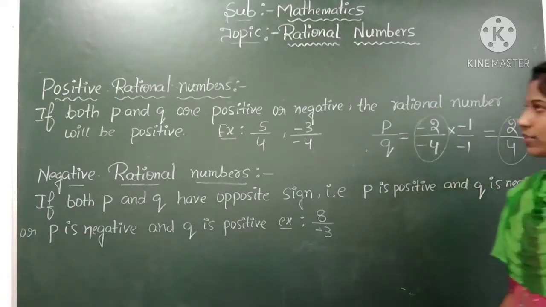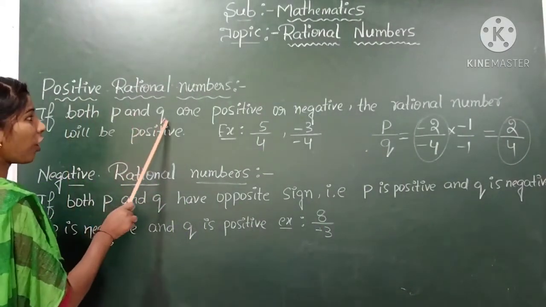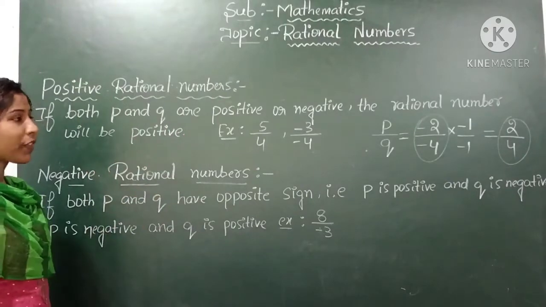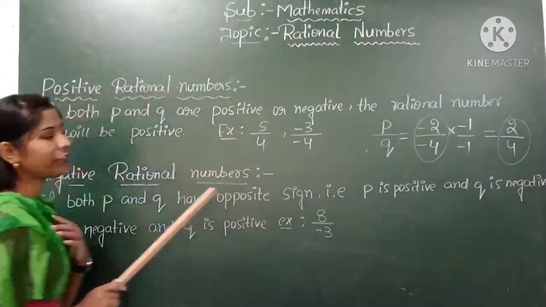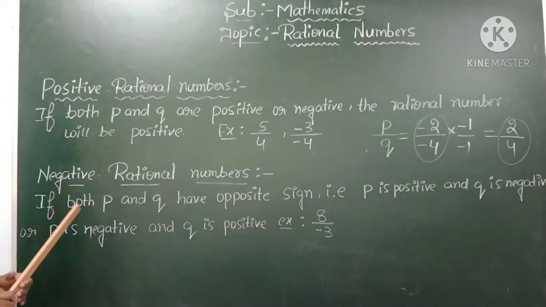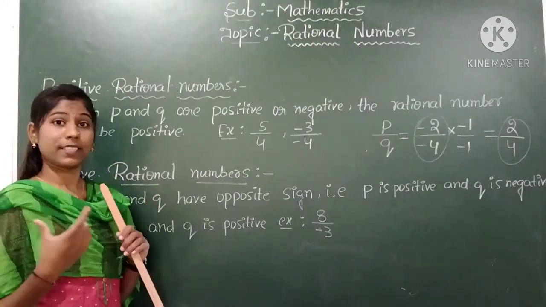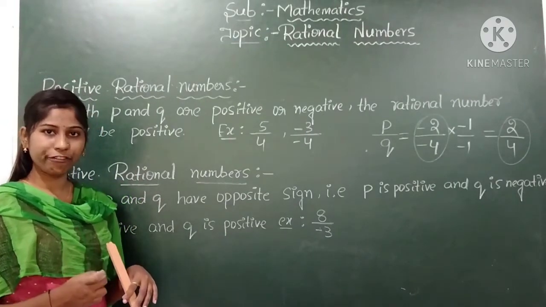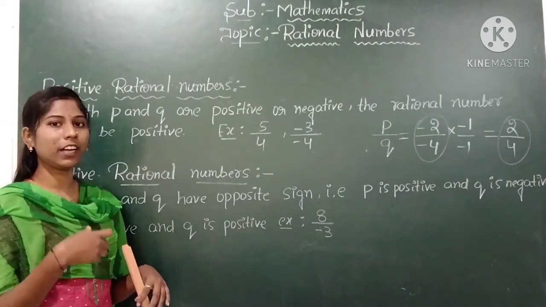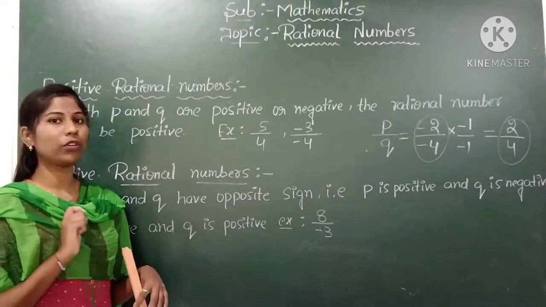So what is the condition for positive rational numbers? Both p and q positive, or both p and q negative. These kinds of rational numbers are called positive rational numbers. Yes, exactly. If you are considering rational numbers that are positive, p and q are both positive or p and q both are negative.